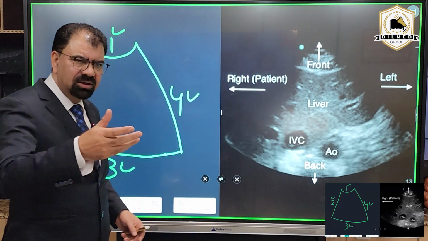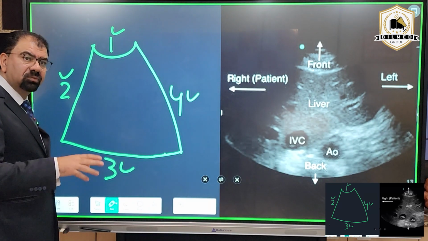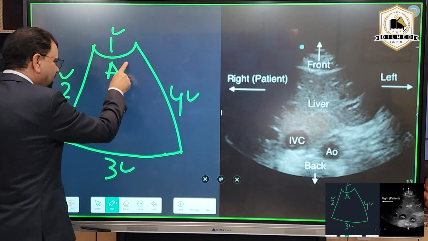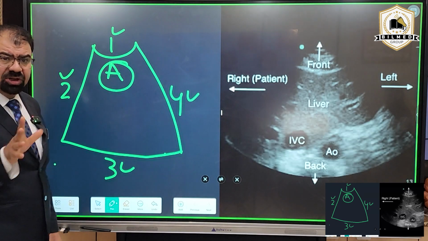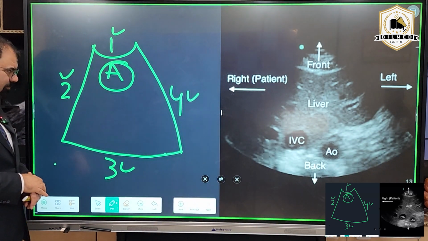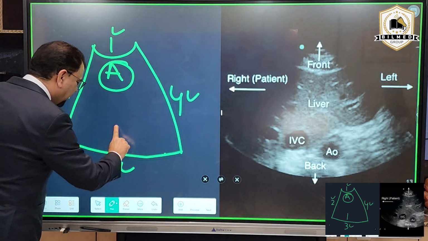Is there more of 1? Yes or no? Yeah. Now, this is anterior. Where is the posterior? Dr. Madhuri, and others post in the comment box. 3, sir. So this is posterior.